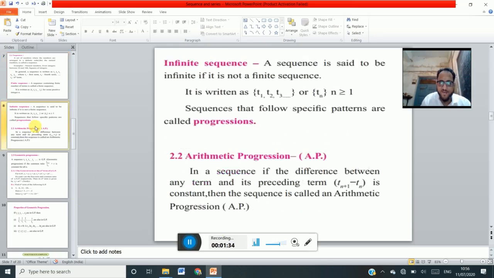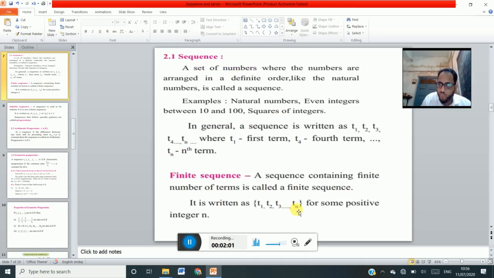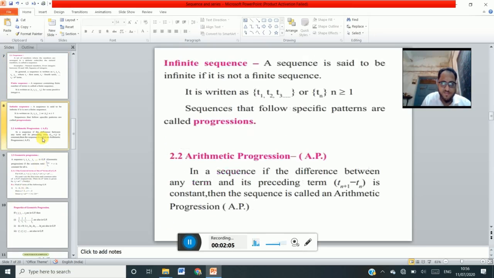On the other hand, what is an infinite sequence? The infinite sequence has infinitely many numbers, right? A sequence is said to be infinite if it is not a finite sequence, that is, there are infinite numbers in that sequence. Okay, so it is written as t1, t2, t3 up to dash dash dash. It has no end. Why is it dash dash dash? See here, what is the difference between these two? Here it is up to tn, means it is finite up to tn. And here it is not finite, this is tn dash dash dash.